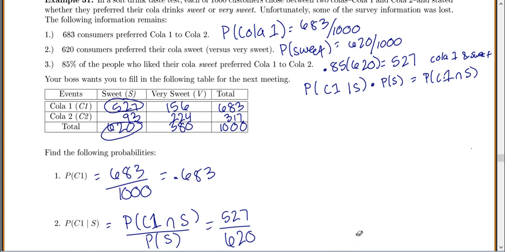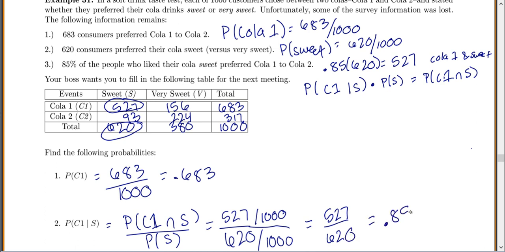Now I actually skipped a step here. It said probability, so it would be 527 out of our total of 1,000. And down here it was 620 out of a total of 1,000. But those thousands will always cancel, and sometimes you go just straight to 527 out of 620, or 0.85, which is, again, what they told us in number 3.